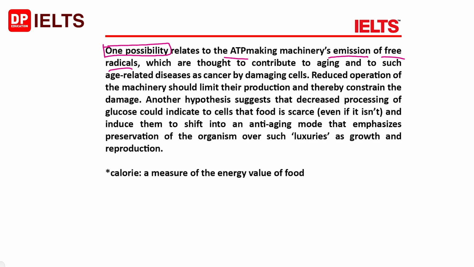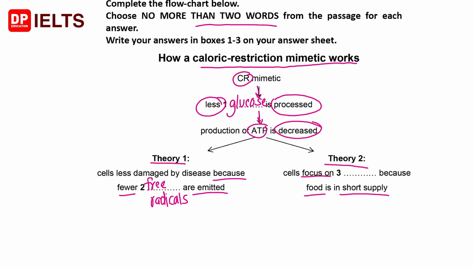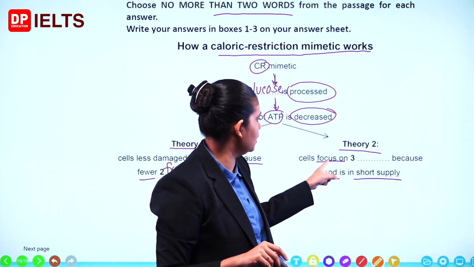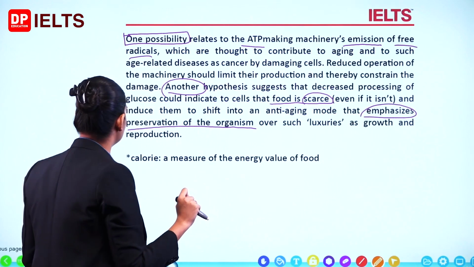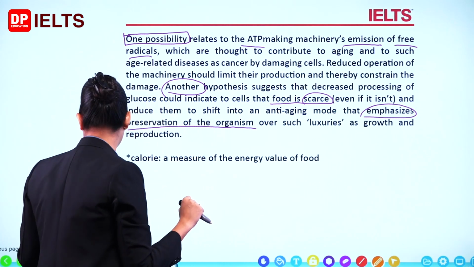Okay? And then the next one, another, here you go. That is the second one, suggests that decreased processing of glucose could indicate to cells that food is scarce and induce them to shift into an anti-aging mode that emphasizes on what? Preservation of the organism. What does food is short in supply? What does it focus on? Focus means emphasize. What does it emphasize on? Preservation of the organism, right?